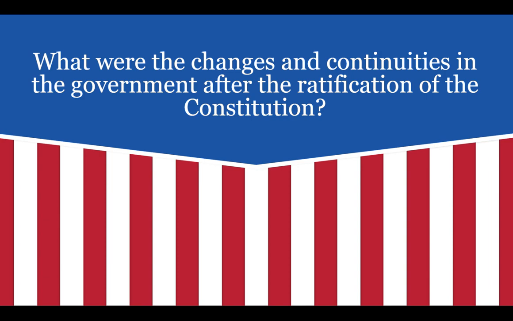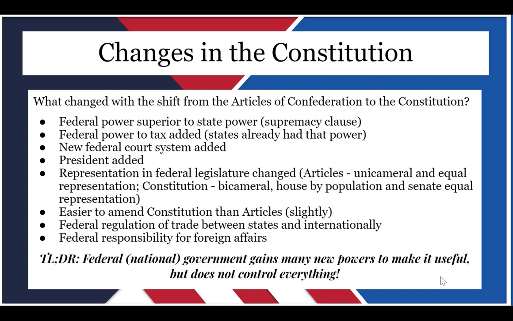Okay, so overall, what kind of changes and continuities in the government do we see after the ratification of the Constitution? So there's quite a few changes. Here's some big ones. So moving from the Articles of Confederation to the Constitution, the federal government now has the power, is superior to the state power. This is from the Supremacy Clause. Like I said, they declared, hey, the federal government, when it clashes with state governments over an enumerated power, the federal government's laws go. I mean, that's the supreme law.